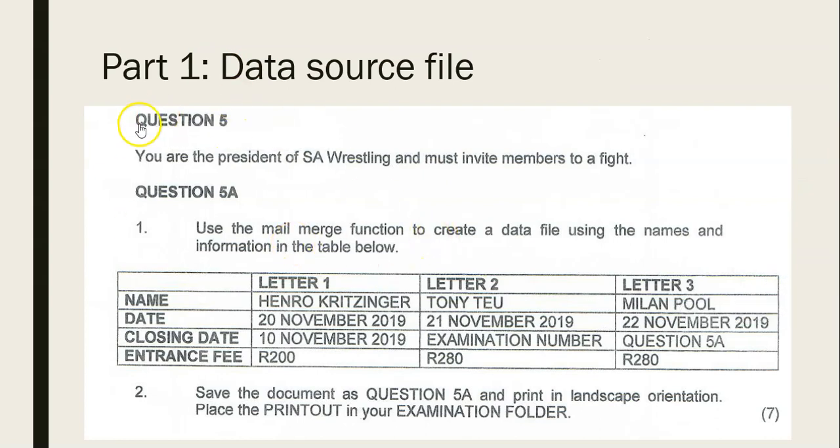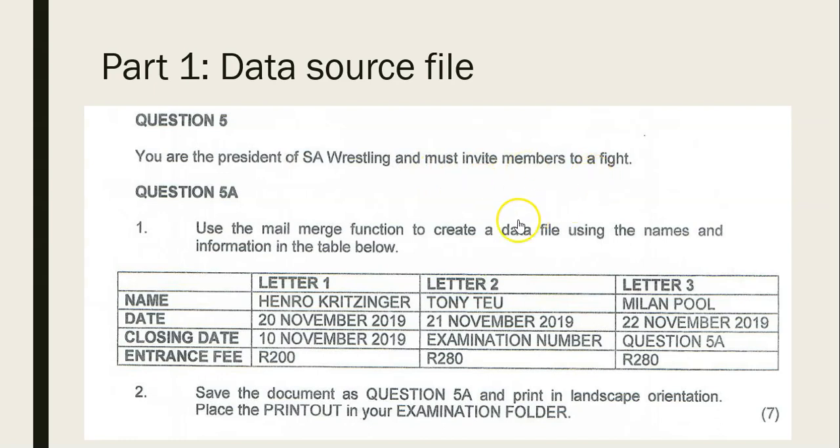Alright, so let's go over to a question. Here we have our first question. This question comes from the 2019 Computer Practice N5 National Exam question paper. You can also find this question paper in the comments section, or you can download it by using the link in the comment section just below this video. Question 5. You are the president of SA Wrestling, and you must invite members to your fight.